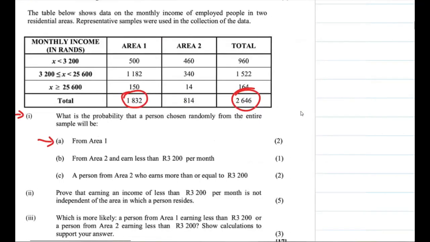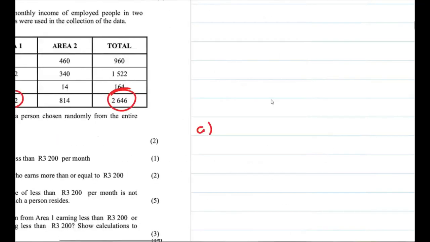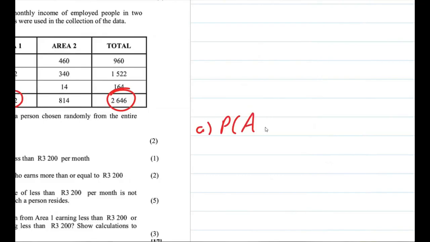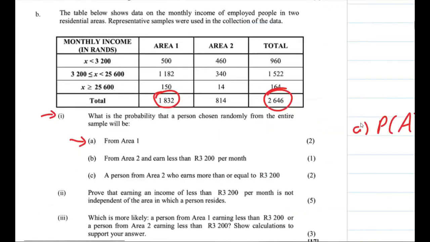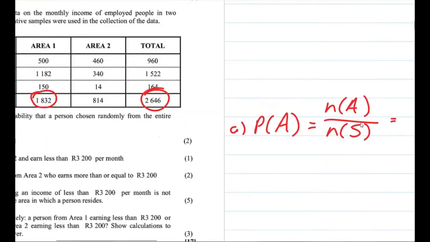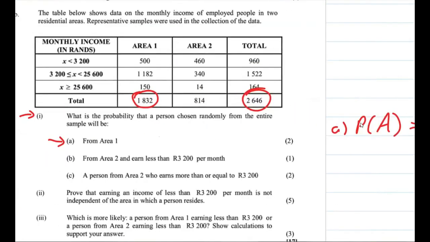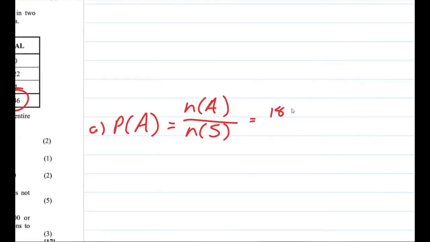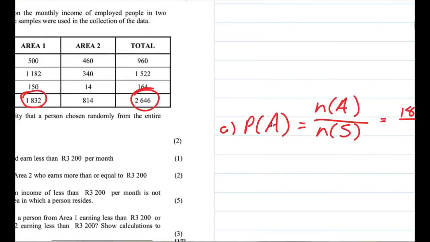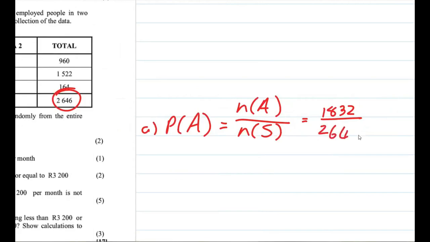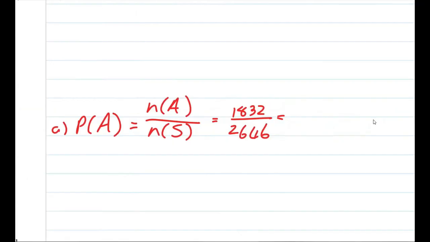2,646. Great. So if the probability of area A is equal to the number of people in A over the number of people in the whole survey, what will the probability therefore be equal to? So it would be 1,832 over the 2,646. Right, let's go and simplify that, and then we'll give it in decimal. So type that into your calculator and give me the fraction.